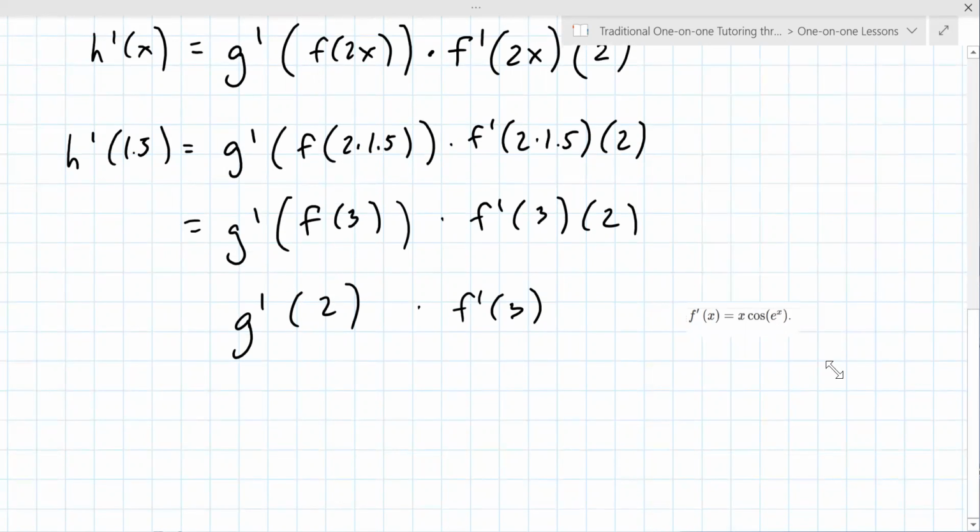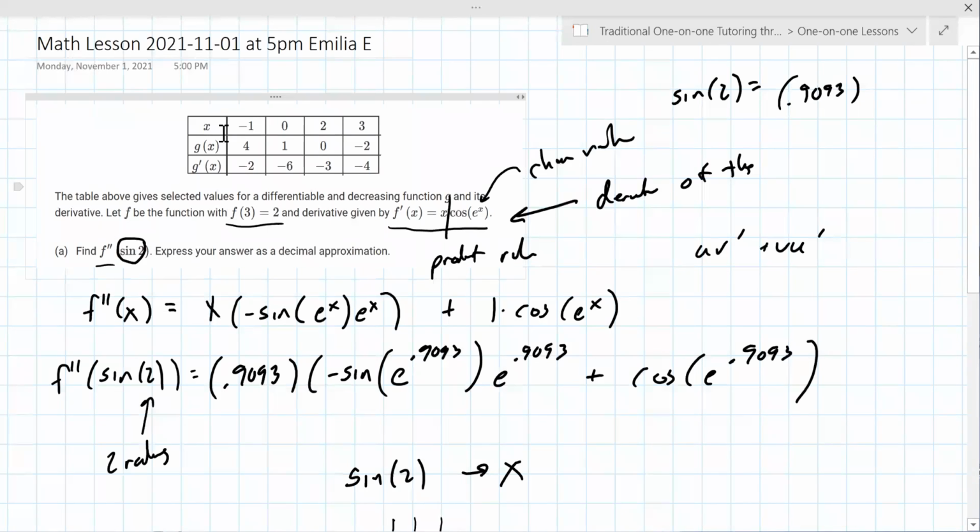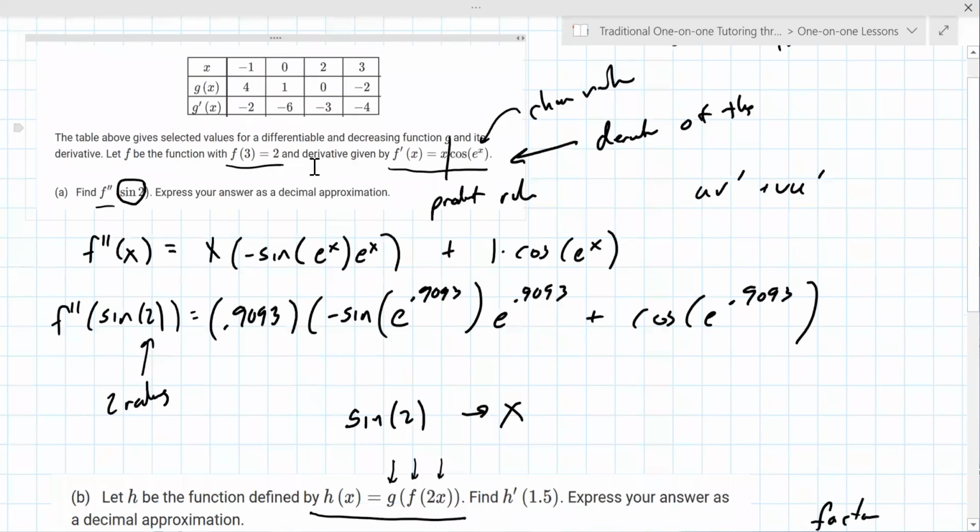So your f prime of 3 is this over here. It's 3 cosine e to the third. So that's this over here, so you're just plugging in your 3 again. Okay. G prime of 2, you have to go back to the table. You find 2, and then it's either 0 or -3. -3 is the g prime value. So that's how you get it from the table.